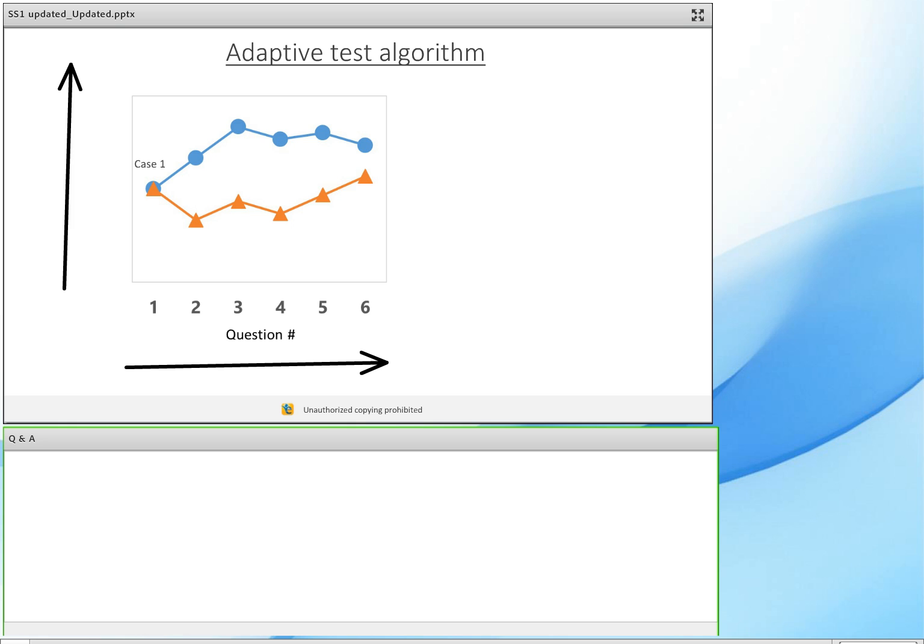Let's talk about student 1, or case 1 here. Student 1 gets the first question, which is always around the median difficulty level. He gets that right. Then he gets the second question, of a slightly higher difficulty level. He gets that right as well. Then he gets the third question, of an even higher difficulty level. How do we know that? If you draw it, you can see we are going higher on the y-axis as we go from the first to the second to the third question. He gets that wrong. Then he gets the fourth question, of a difficulty level between the third and the second.